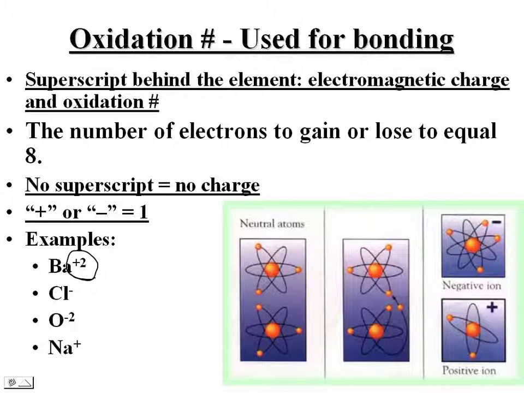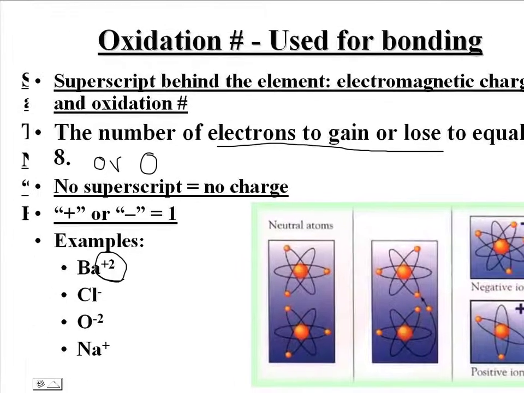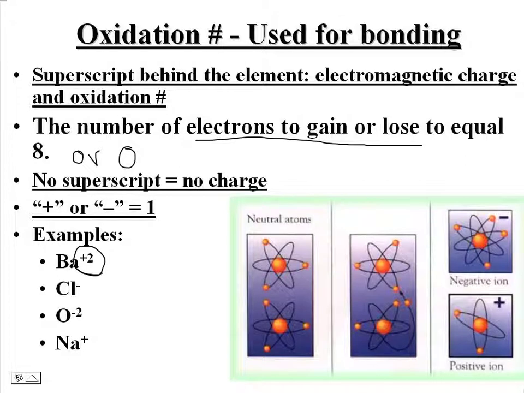And remember, everybody wants to have 8 valence electrons. So things are either going to lose or gain electrons to get to either 8 or to get to 0, which would bump them down to their next lower shell, which would have 8 in it. For example, barium is in group 2, and group 2 has an oxidation number of +2, so you would just put that little +2 as the superscript.